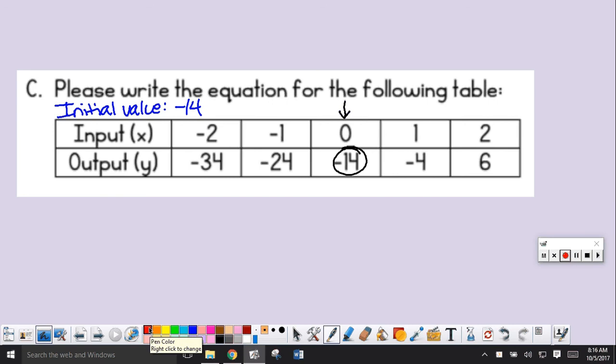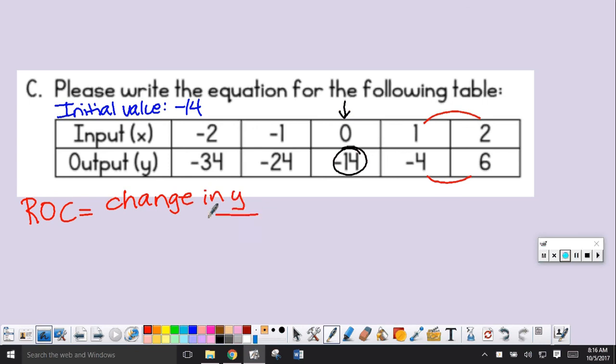Remember, my rate of change is, from any 2 points in the table, how much it is increasing or decreasing by. So I'm going to pick these 2 points. You can pick whichever 2 points you want, because inside a linear table, the rate of change will be the same between any 2 points. So my rate of change is going to be, again, I write this every single day so that you remember, hopefully, the change in y values divided by the change in x values.